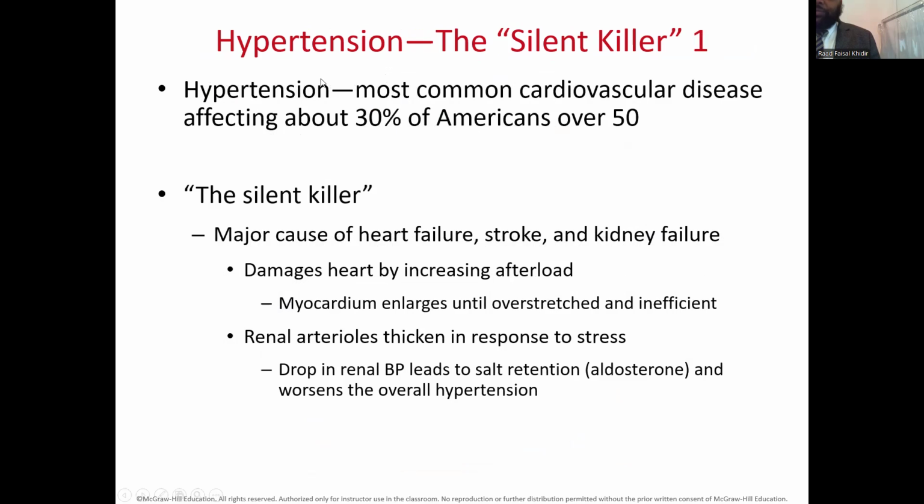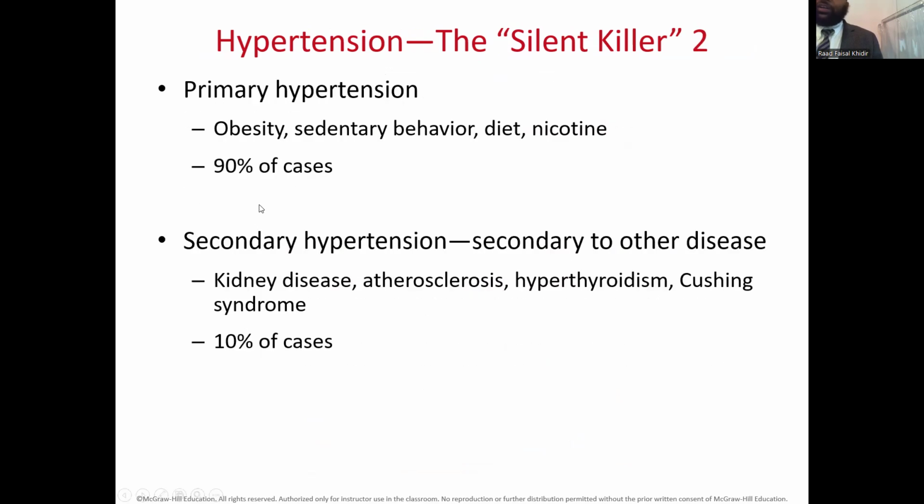Okay, lastly, we have hypertension, known as the silent killer. It is the most common cardiovascular disease. Primary hypertension is caused by lifestyle. Secondary hypertension is when you had some primary disease that led to the hypertension. So you didn't have hypertension, but you had some disease that caused it.